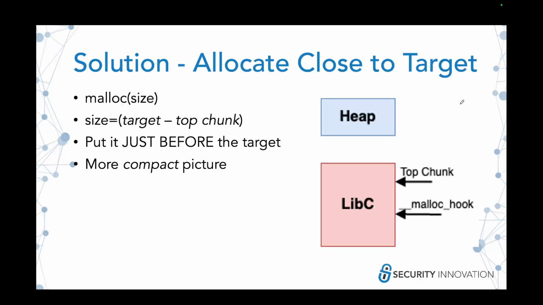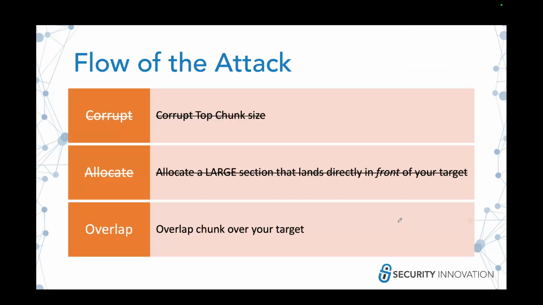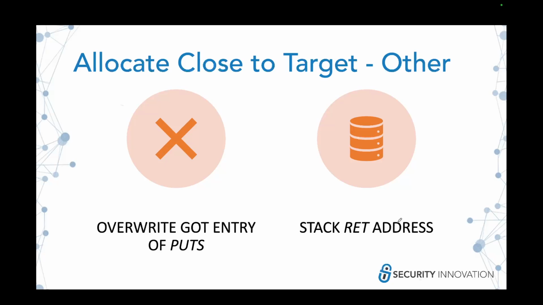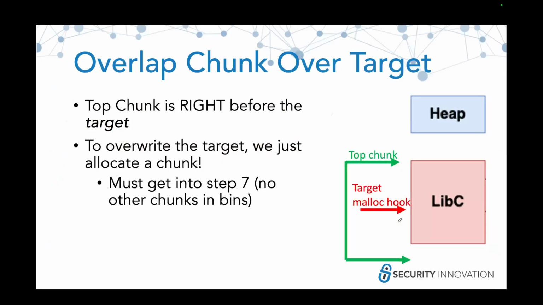That's all we want. So a more compact picture of this now is we have the heap in libc, and the top chunk is pointing somewhere in libc, but the malloc hook is a little bit further below it. So all we have to do is one more allocation, and we should be good. You could also choose other targets. You could do the GOT entry for puts, the stack return address, but just for explanation, I'm just going to share the one.